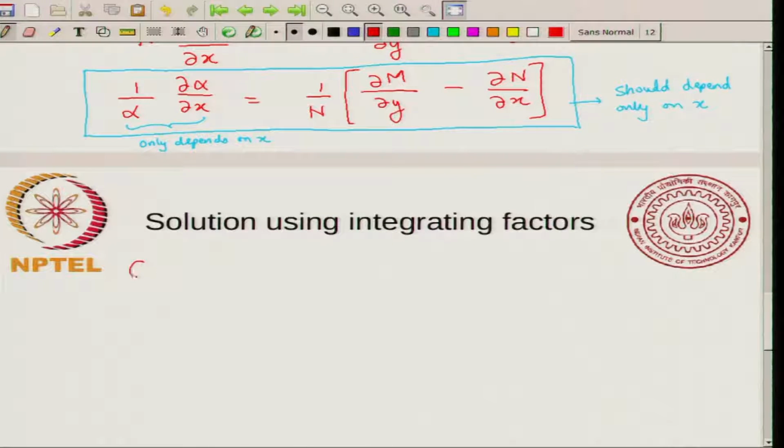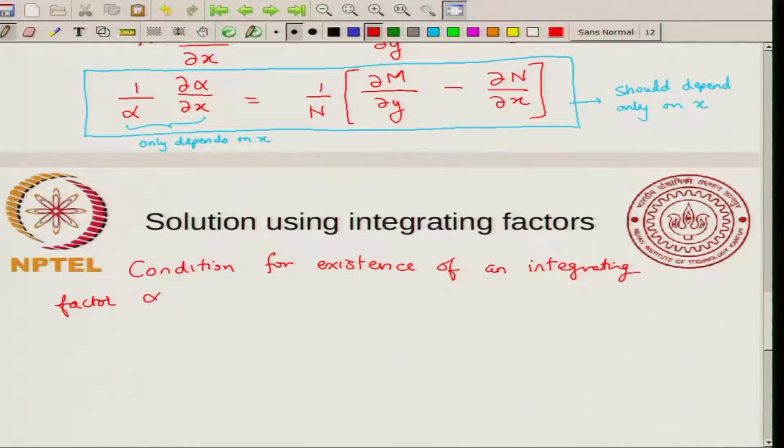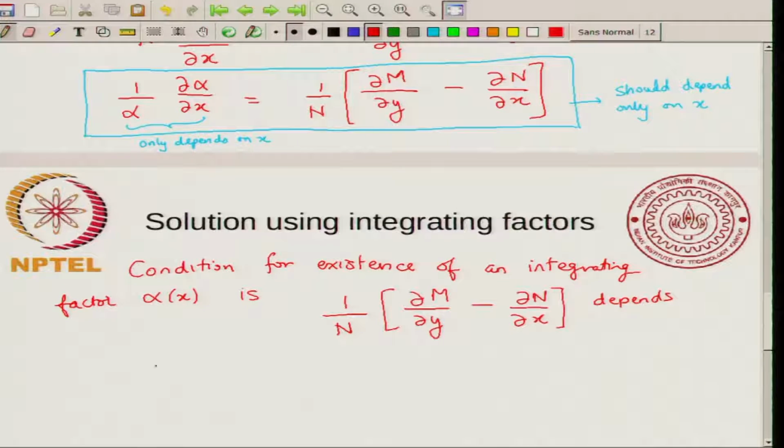So, the condition for existence of an integrating factor alpha of x is that (1/n)(∂m/∂y − ∂n/∂x) depends only on x. So, this should be independent of y. So, if this term is independent of y, then you can find an integrating factor that depends only on x. Okay. So, what do you do? You just calculate this quantity.